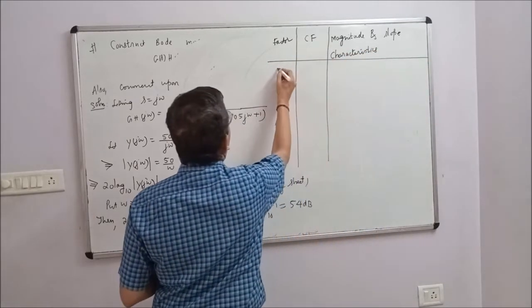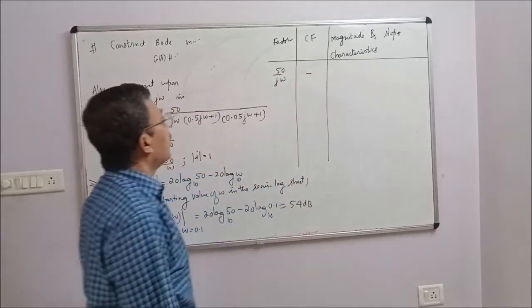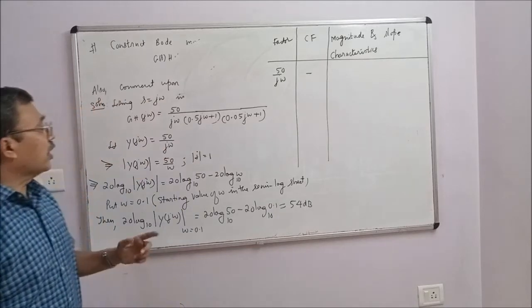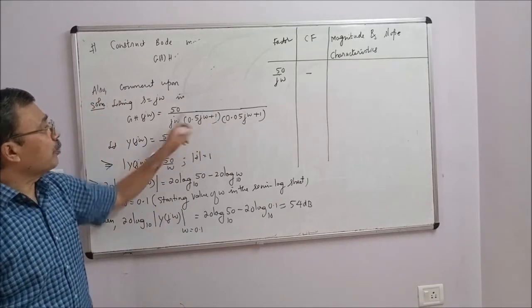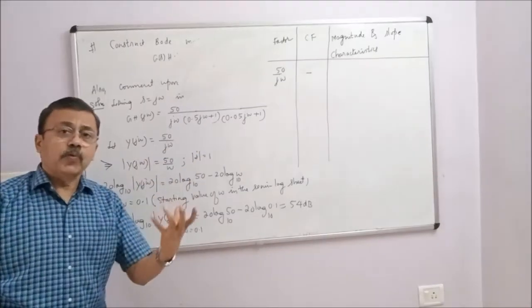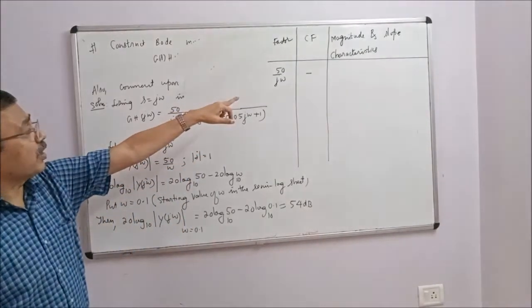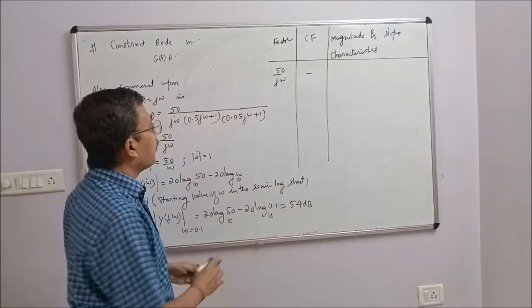Factors are, first factor is 50 by j omega. Corner frequency none. Corner frequency will come only for 1 plus something type of factors. These two factors contain the constant 1. Therefore, they will have corner frequencies. 50 by j omega does not have a corner frequency, therefore I put a dash.